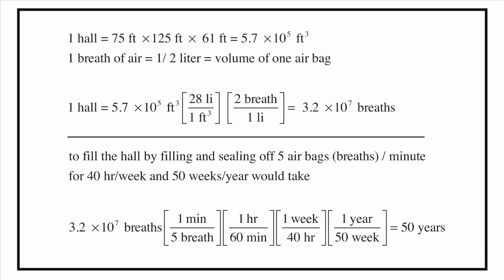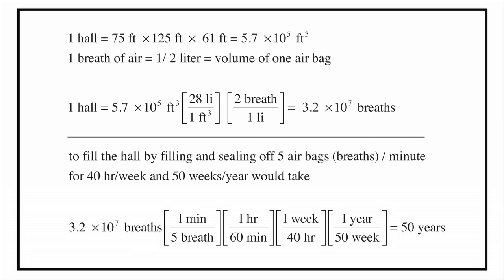The conversion factor is that 28 liters is the same as 1 cubic foot. And so if you multiply that 570,000 cubic feet times that ratio, 28 liters to 1 cubic foot, you get the number of liters of air in that symphony hall. And then we want to get breaths of air, so there are 2 breaths, we decided, in each 1 liter. And therefore, you multiply by that factor, and you end up with how many breaths of air there were in the symphony hall, and it's about 32 million.